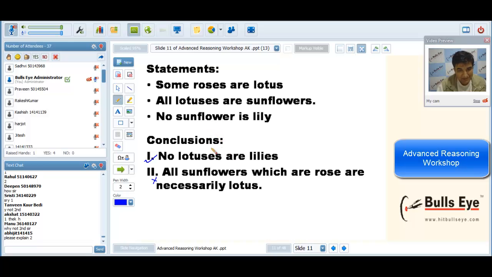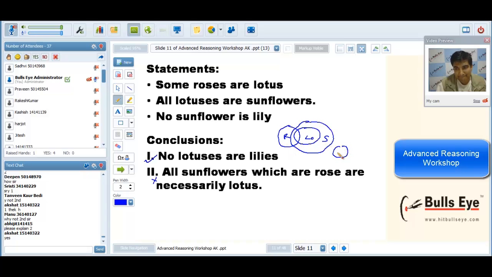Okay, I'll explain this. Some roses are lotus. All lotus are sunflowers. No sunflower is lily. Now, no lotus are lily. Why? Because lotus is present in sunflowers. And since no sunflower is lily, so no lotus is lily. So that is why this is correct.